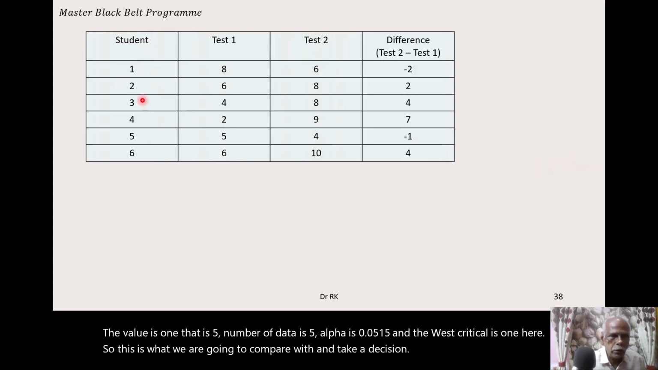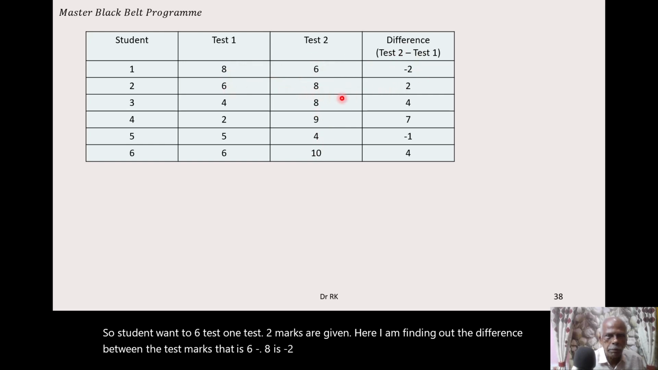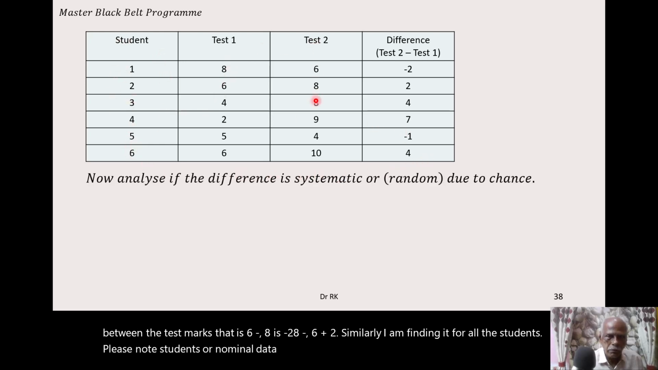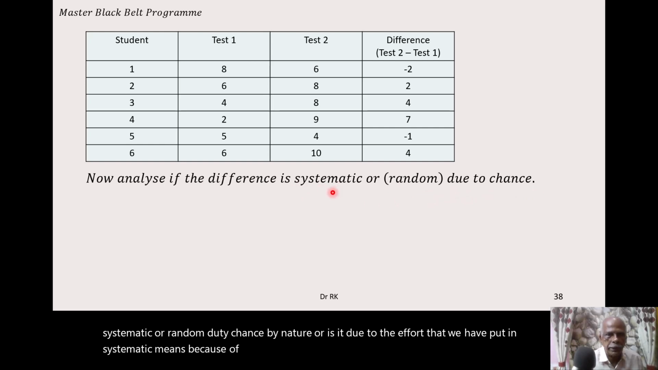So students 1 to 6, test 1, test 2 marks are given here. I am finding out the difference between the test marks, that is 6 minus 8 is minus 2, 8 minus 6 is plus 2. Similarly, I am finding it for all the students. Please note, students are nominal data. These are all marks. Now analyze if the difference is systematic or random due to chance by nature, or is it due to the effort that we have put in. Systematic means because of the effort that we put in.